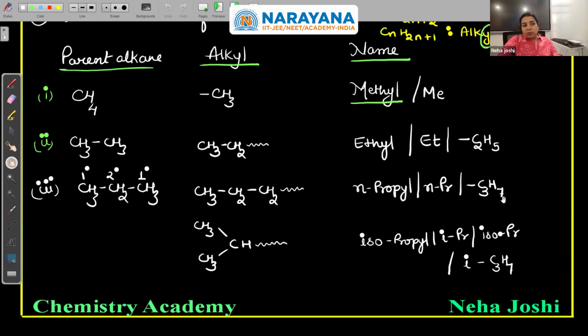When I talk of propane, I get two possibilities. From the 1 degree carbon, I get an n-propyl. The n-propyl could be written in any of these formats, C3H7, n-propyl, any of these formats. Or I could get an isopropyl, from the 2 degree carbon bonding. Always remember the iso has to have only these two methyls as branches. Both should be methyl. It need not be one ethyl, one methyl. No. Compulsorily, methyls are in this branch.